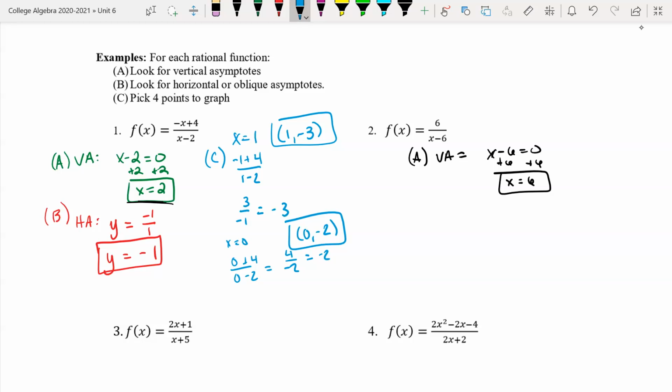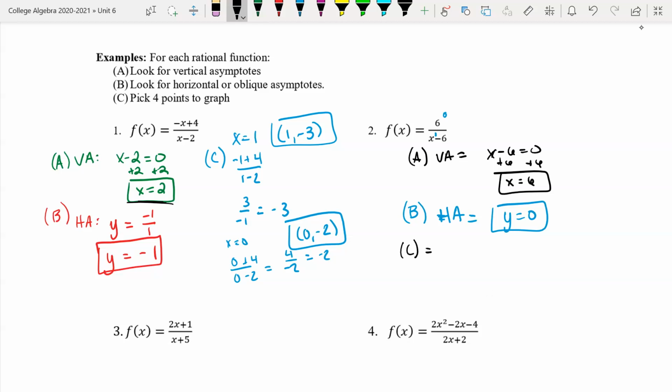Your horizontal asymptote is based off the degrees. Notice the degree on top is 0. The degree on bottom is 1. If you remember our rules, if the degree on bottom is bigger, it's automatically y equals 0. You don't have to do any math. It's automatically y equals 0. And again, pick 4 points. You would plug in something that is not 6, and you would solve.